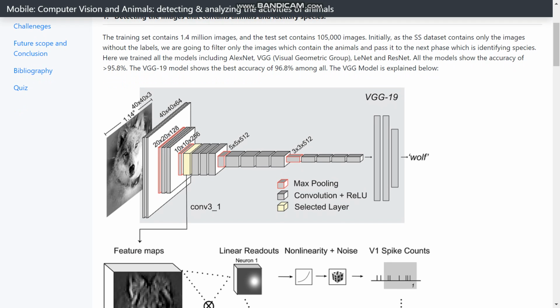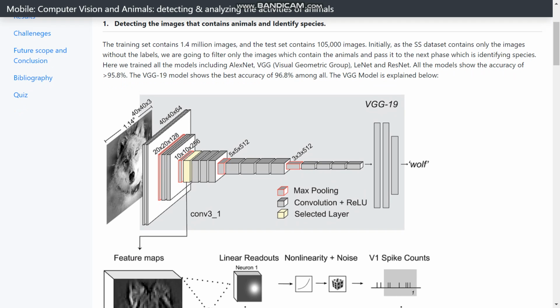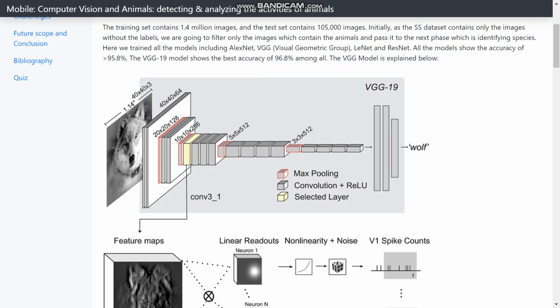Here they trained a lot of models like AlexNet, VGG, GoogLeNet, and ResNets, and all the models have approximately an accuracy greater than 95.8%, which is pretty good. But the VGG model, VGG19, which consists of 19 convolutional layers, shows the best accuracy among all the models at 96.8%. The VGG model is shown below here.